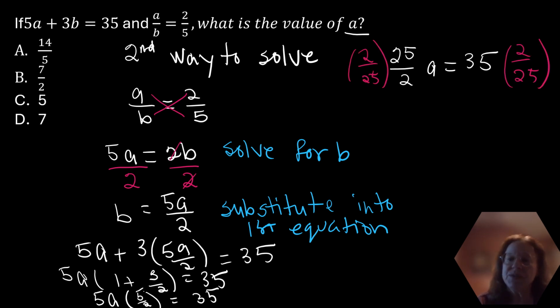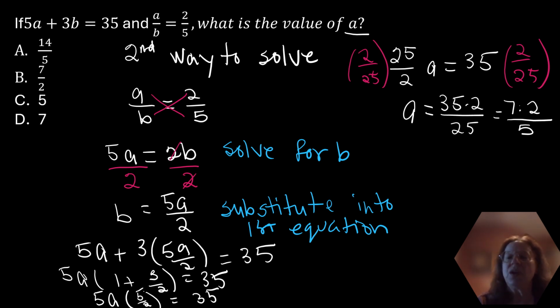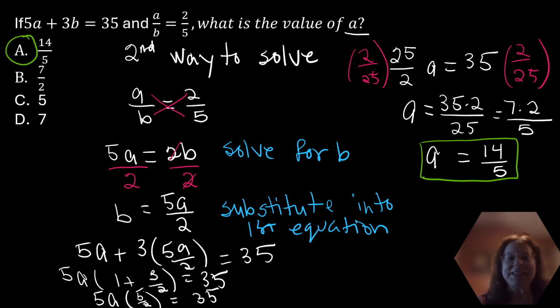I multiply both sides by the reciprocal of 25 halves to get a by itself. So that's multiplying both sides by 2 over 25. And I get a is equal to 35 times 2 over 25. And if you divide the top and bottom by 5, you get 7 times 2 divided by 5, and that's 14/5. And a is still the answer.